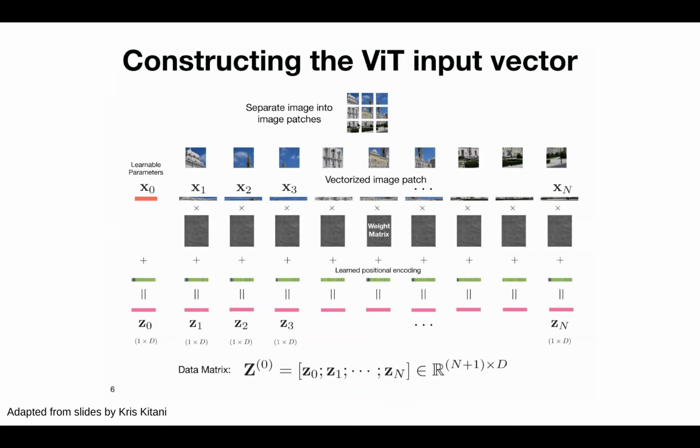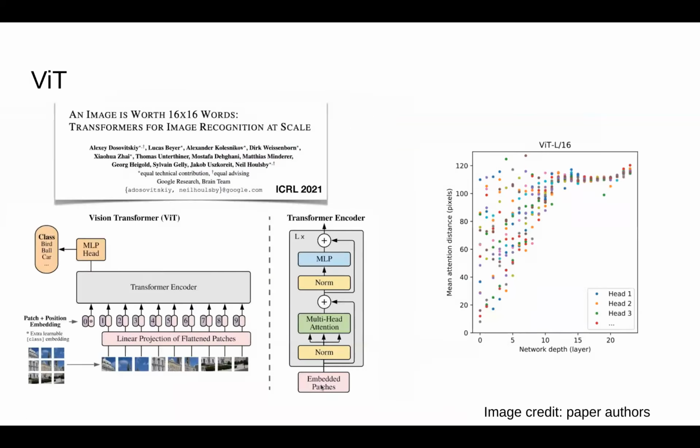Right. So now you have these patches, and you then flatten the patches. You flatten the patches and linearly project them using the weight matrix, and then add the positional encodings to get the final patch. So these are the patches that you'll then pass to your encoder, right?